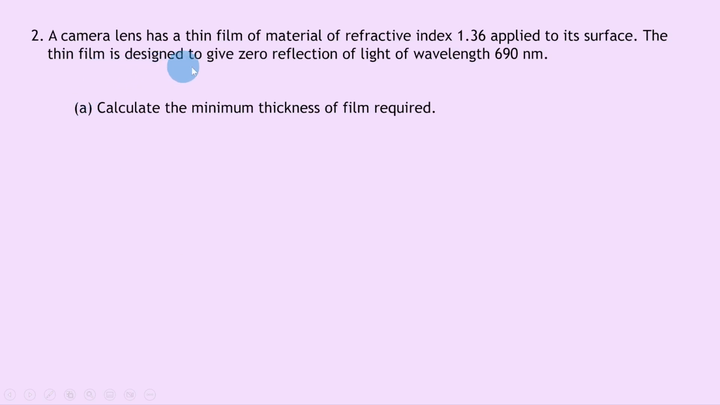Question 2 says a camera lens has a thin film of material of refractive index 1.36 applied to its surface. The thin film is designed to give zero reflection of light of wavelength 690 nanometers. Part A says calculate the minimum thickness of film required.